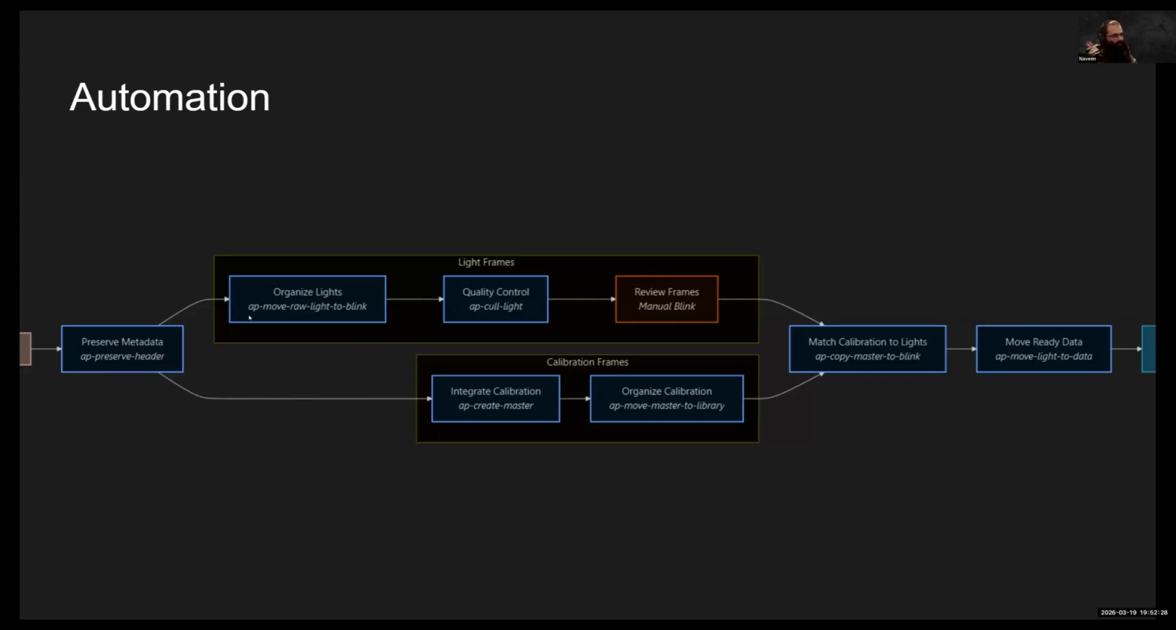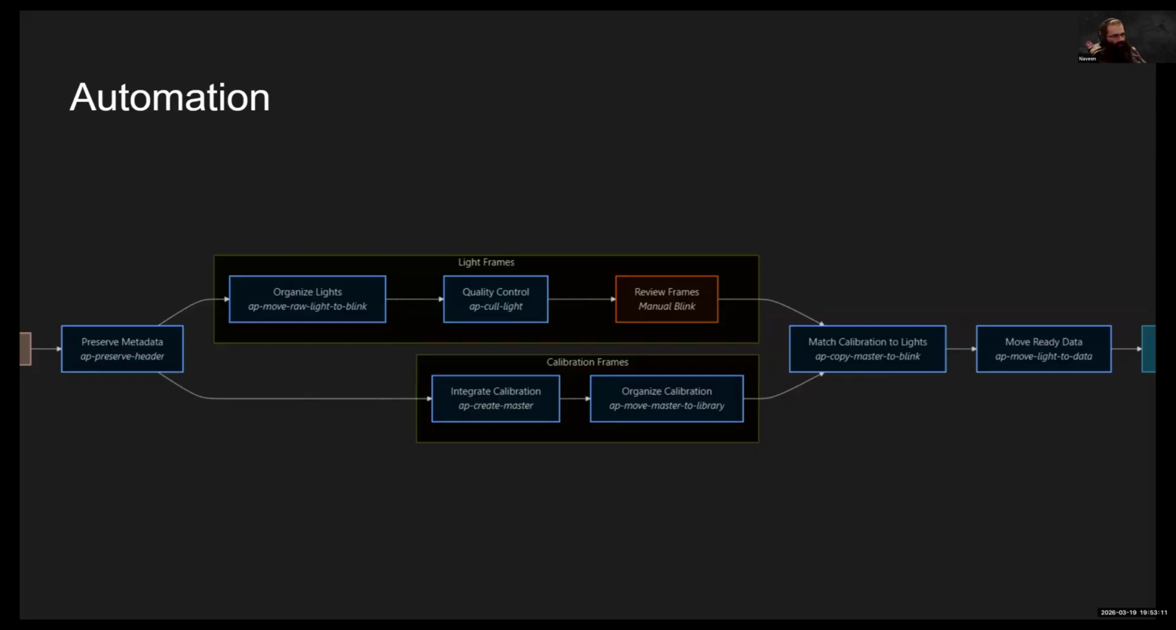And then I've got a tool that will take those raw lights and organize them in that Blink directory I mentioned. I have a step that will automatically cull the lights based on RMS and HFR. You still need to do manual blink because those are not enough, unfortunately. And then if you're doing flats with a panel, the calibration frame side would be completely automated. There's no review. I do blink my flats because quite often there'll be clouds, unfortunately.